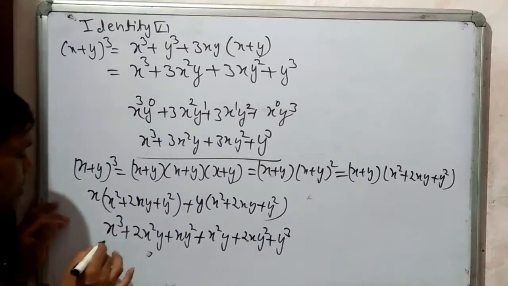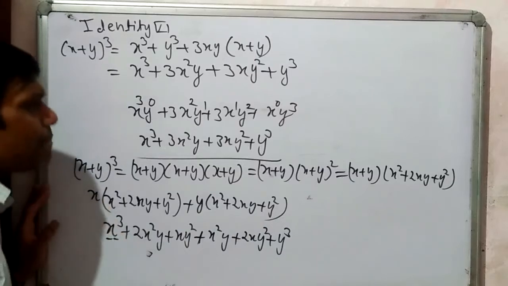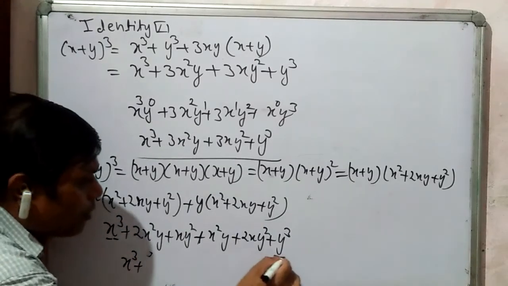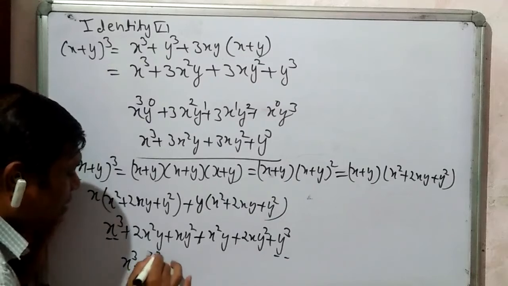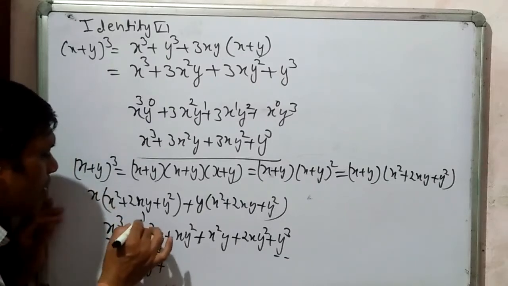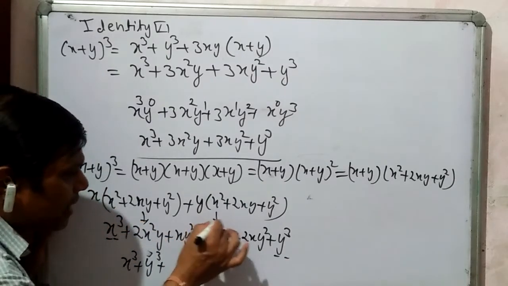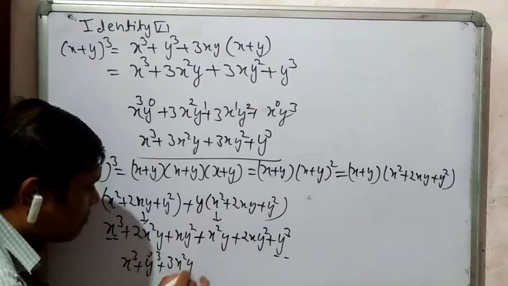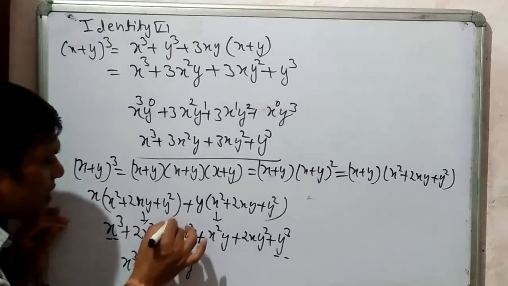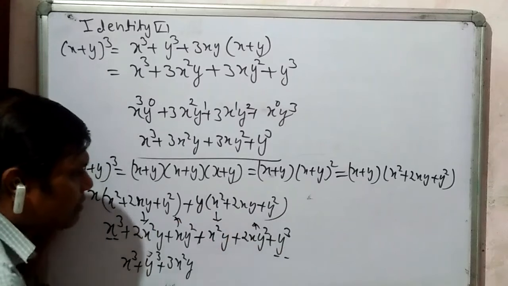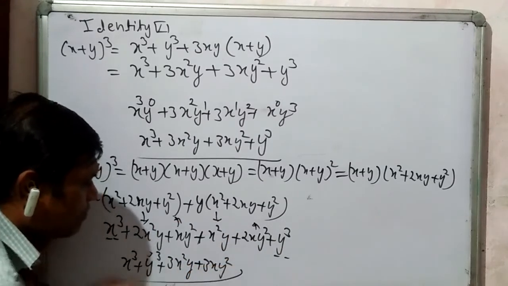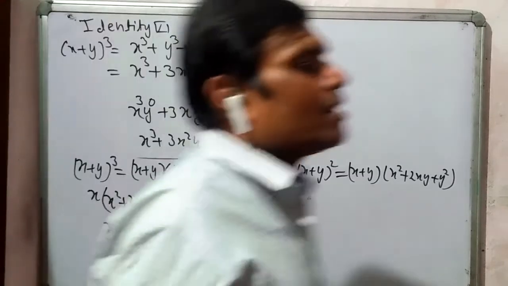Collect up the like terms. Cube is separate. So let us take x cube. Cube is separate. Let us take y cube. That's x square y. That's x square y. Twice plus 1, thrice x square y. That's xy square. That's xy square. Twice plus 1, 3xy square. That's the identity, how we are forming it.